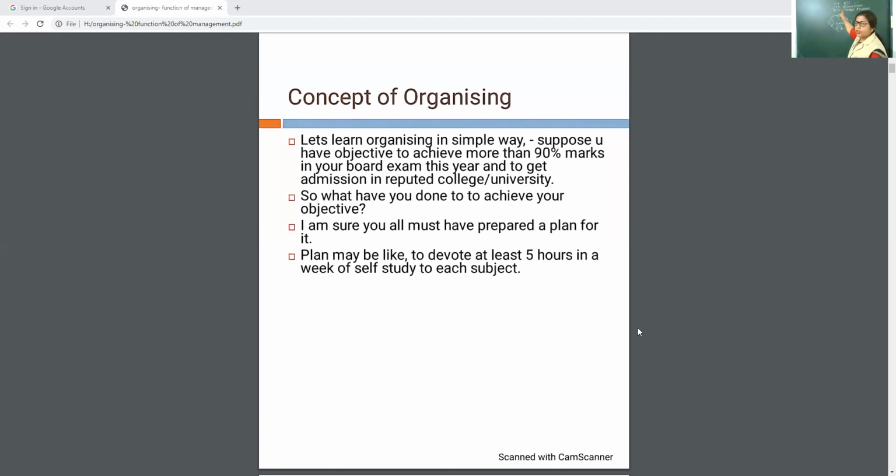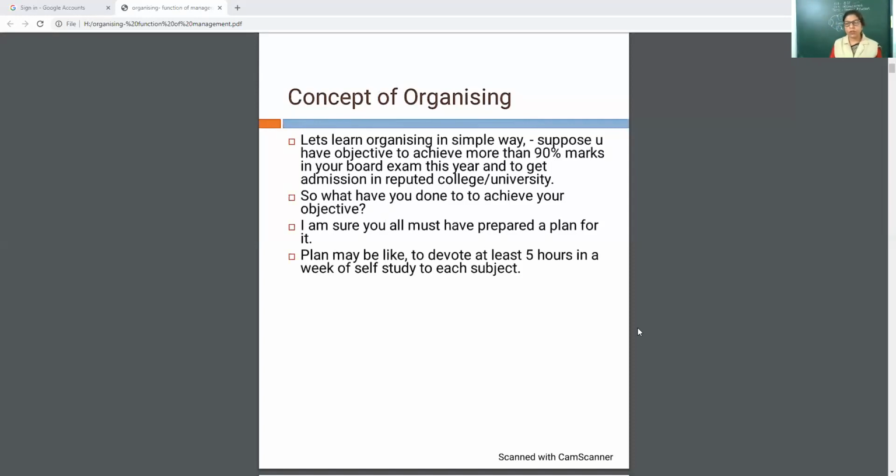Our today's topic is Business Studies Class 12, Chapter 5, Organizing. Today I am going to explain the meaning of organizing, the concept of organizing, and the process of organizing. As you know, management has 5 functions. First was planning, second was organizing, staffing, directing, and controlling.